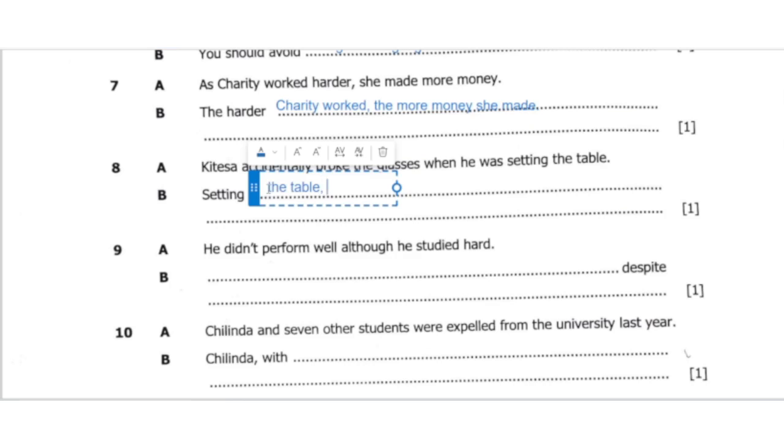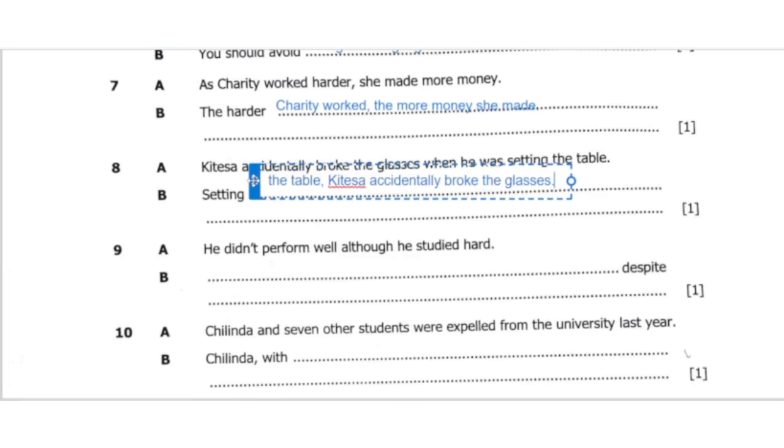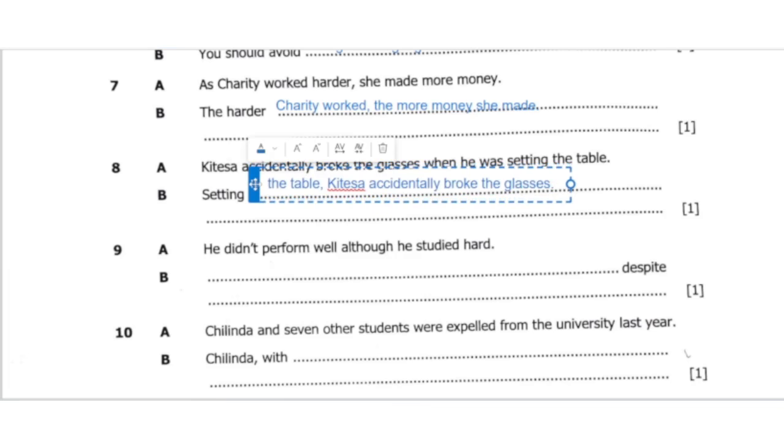So we say Kitesa accidentally broke the glasses. Okay. So what I want you to do is pause the video and try to rewrite the given sentences. Okay, you write the given sentences, then you come and check what I will write.